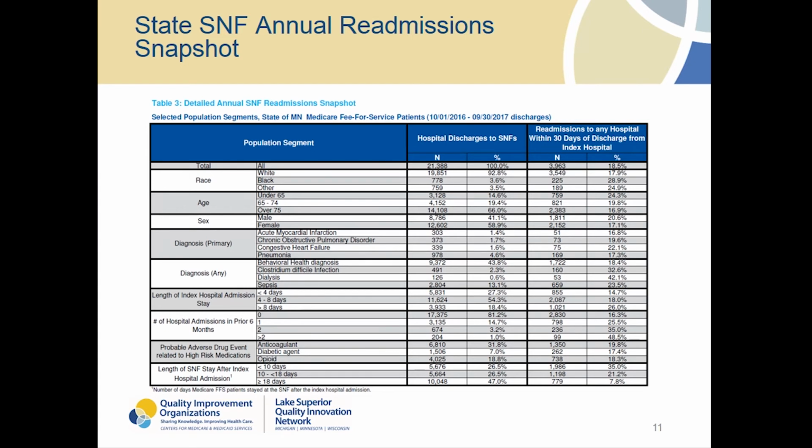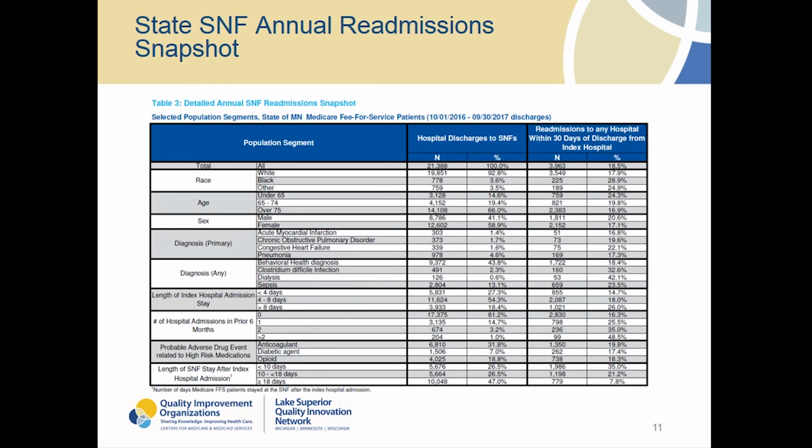For example, in the first row, total, you will see that 21,388 patients are in the first column with a number. This is all patients, so that percentage is 100%. The N in the fifth column shows you what number of patients in that group were readmitted, and the final column, a percentage, shows you the readmission rate for that group. For the first row, there are 3,963 patients in this column.